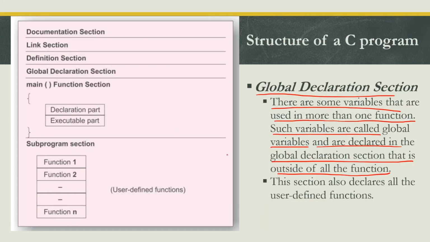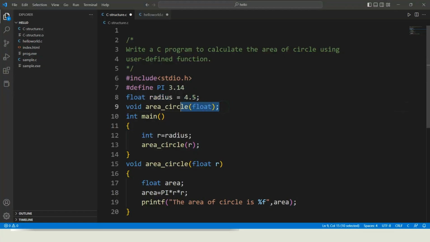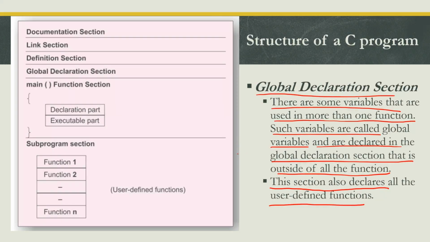There is something more. This section also declares all the user defined functions. In this case you can see I have written this statement. Don't worry if you do not know about this statement, because I will explain these things in the later part of the course. This is the function prototype. I have declared this function in the global declaration section. This section also declares all the user defined functions.